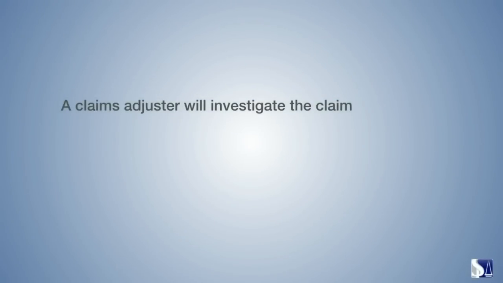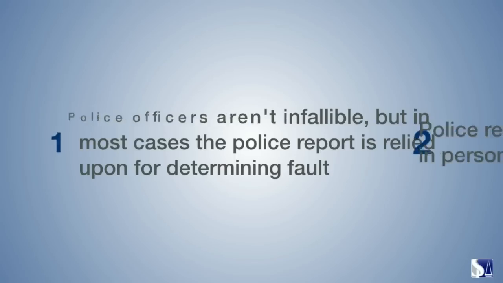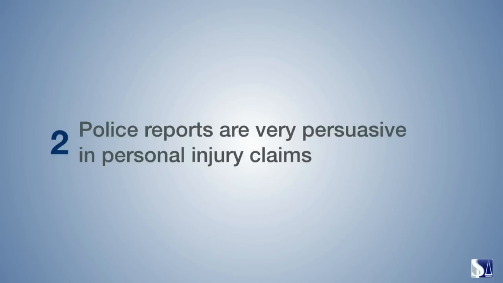A thorough investigation by a claims adjuster may uncover something the responding officer missed, but in most cases, the police accident report is the deciding document for determining fault. It's usually accepted by the adjuster as the most accurate assessment of the accident. Police reports are very persuasive in personal injury claims. Unlike the adjuster, the police officer was actually at the scene of the accident. Their training enabled them to properly evaluate the accident and its causes, especially each driver's fault.